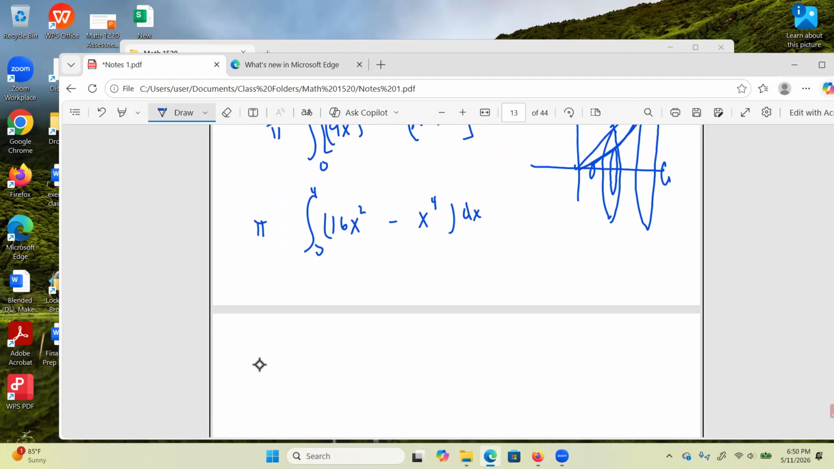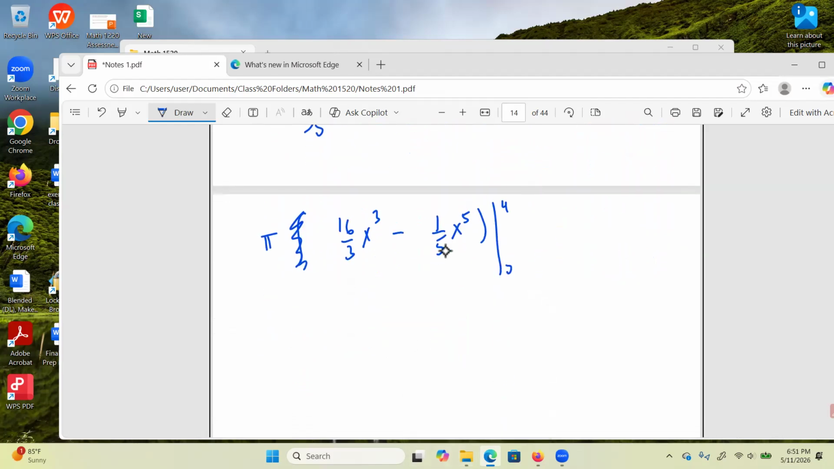Okay, time to integrate. So we have our pi. We don't need the integral sign anymore because we're going to integrate. So we have 16 over 3 x cubed minus 1/5 x to the 5th from 0 to 4. Okay, and that's where we are with that. So we just did the power rule. That's all we really needed to do. And now we have to do the hard part, which is the arithmetic.